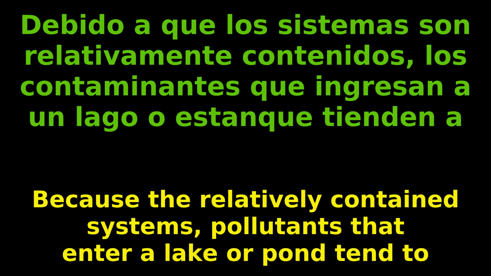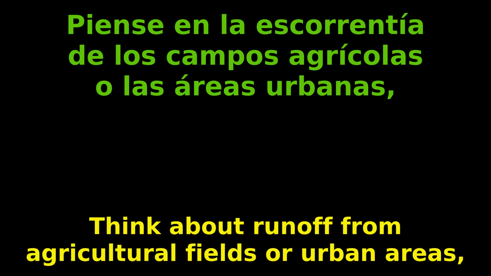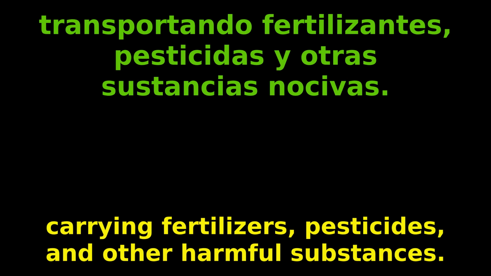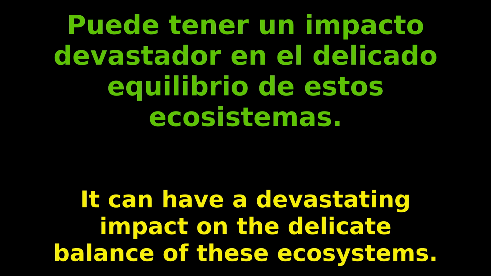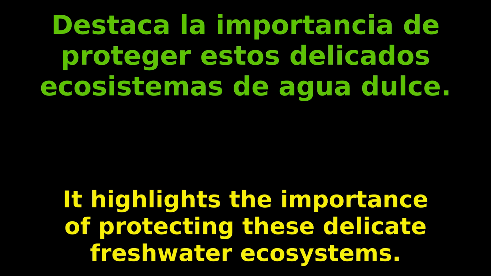Because they're relatively contained systems, pollutants that enter a lake or pond tend to stick around longer. Think about runoff from agricultural fields or urban areas carrying fertilizers, pesticides, and other harmful substances. It can have a devastating impact on the delicate balance of these ecosystems. It highlights the importance of protecting these delicate freshwater ecosystems.